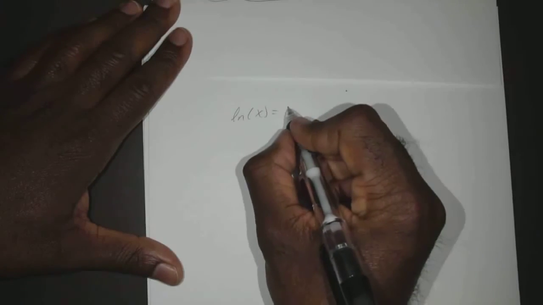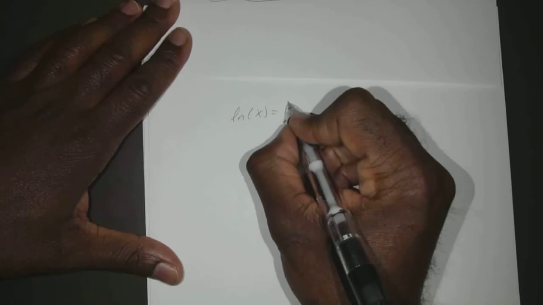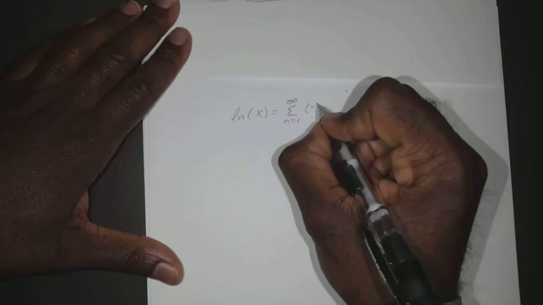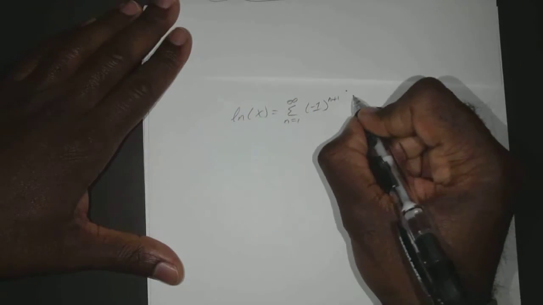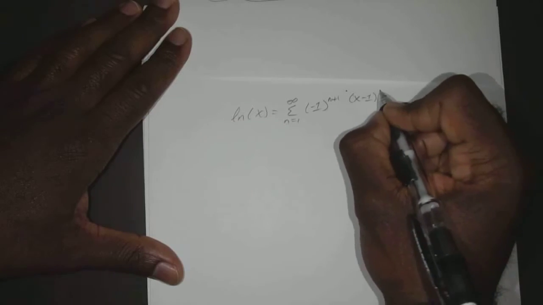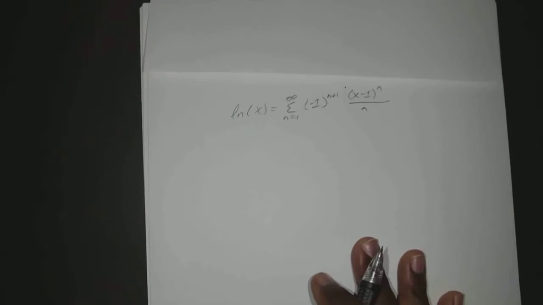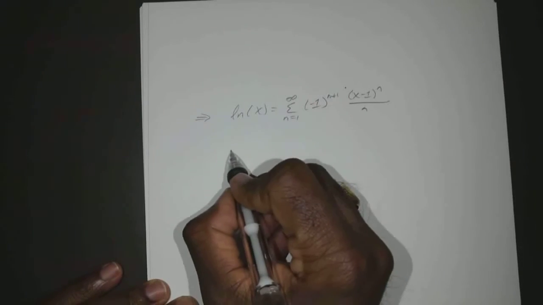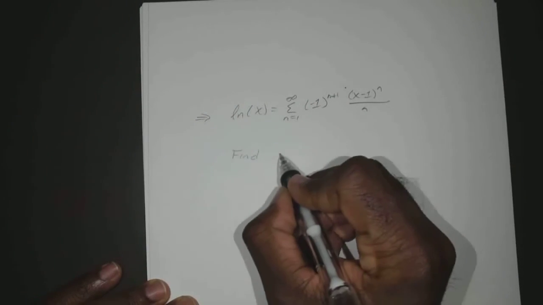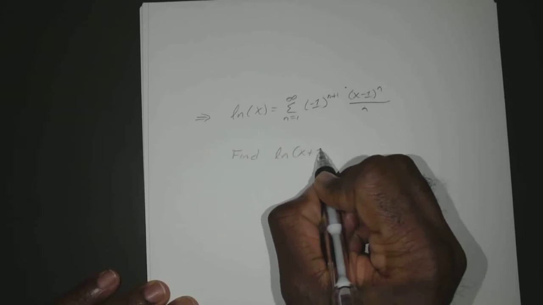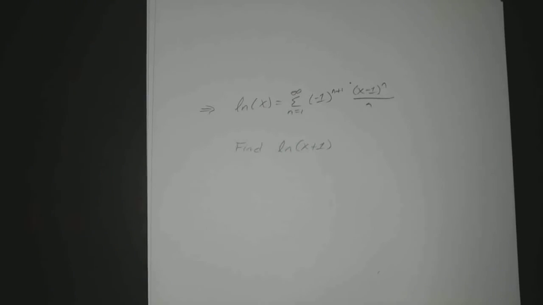Okay, so we have natural log of x equals the sum from n equals 1 to infinity of -1 to the n plus 1 times x minus 1 to the nth power over n. Okay, so we're just going to tweak that a little bit. So what if we wanted to find natural log of x plus 1? All you have to do is replace x with x plus 1.